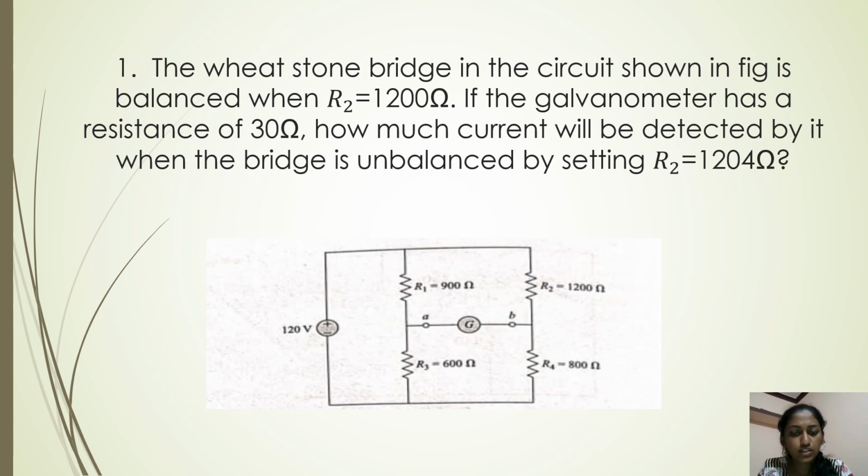So this will be the circuit, and they are given 120 volt of voltage, and R1 is 900 ohm, R2 is equal to 1200 ohm, R3 is equal to 600 ohm and R4 is equal to 800 ohm. They are given a galvanometer of resistance 30 ohm. So we need to find the current by unbalancing the R2 resistance from 1200 to 1204 ohm. So let's discuss the solution.